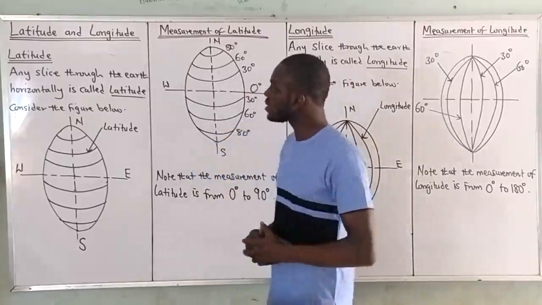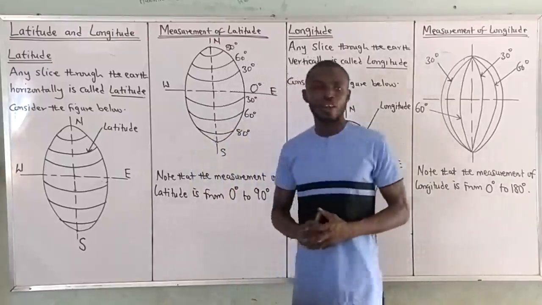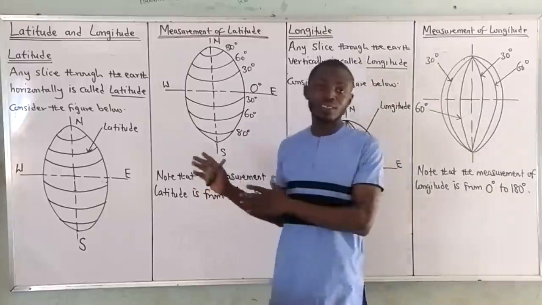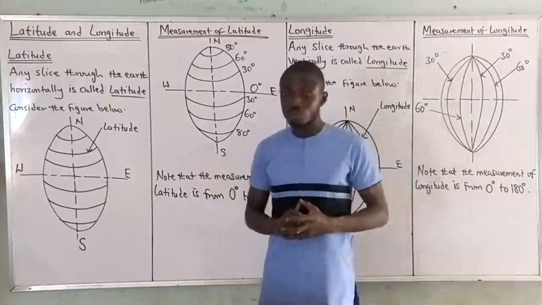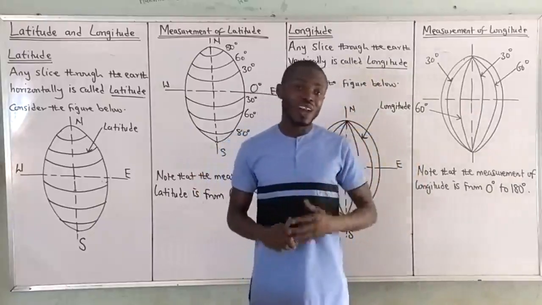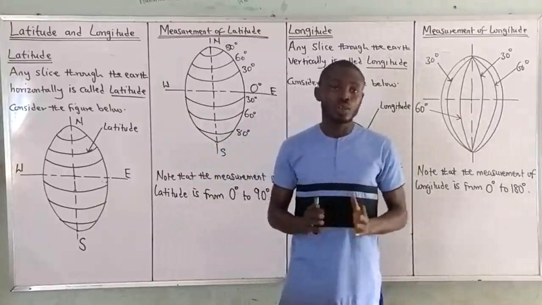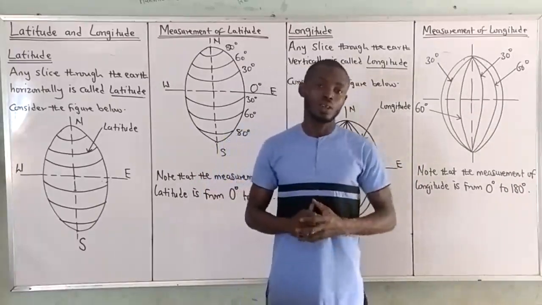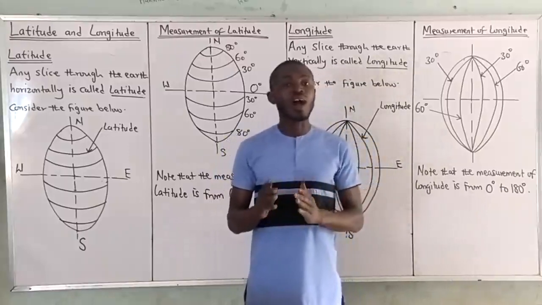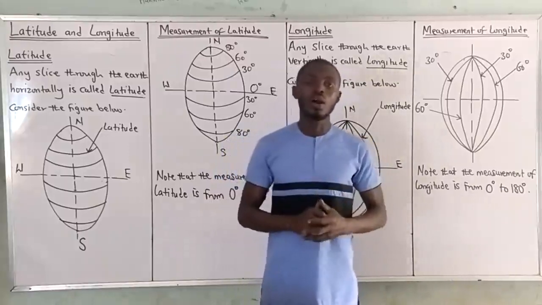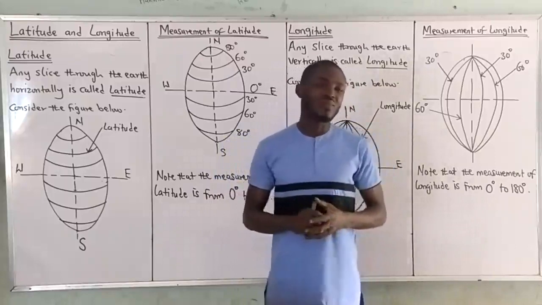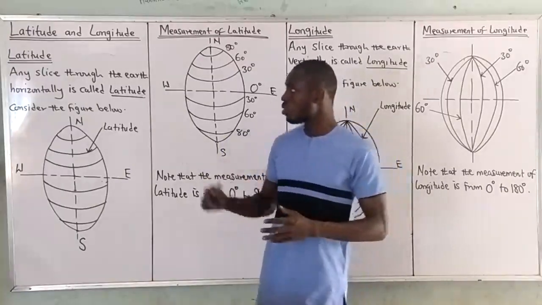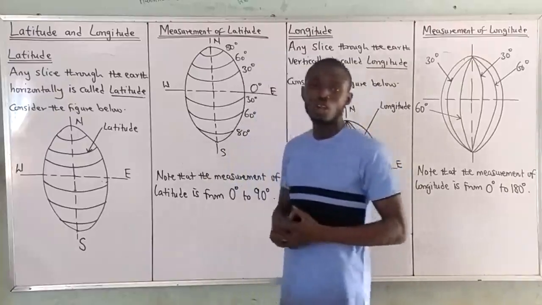Now let's look at latitude and longitude. I must tell you that before you can understand latitude and longitude, you must have listened to the sine and cosine rule. You must have listened to length of an arc or sector, and I expect you to have listened to what bearing is as well. Now take a good look at this, latitude and longitude.